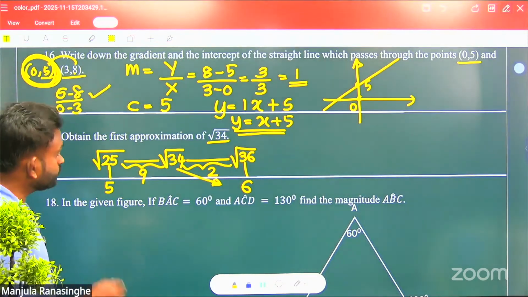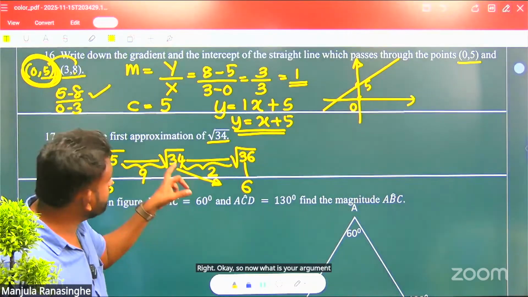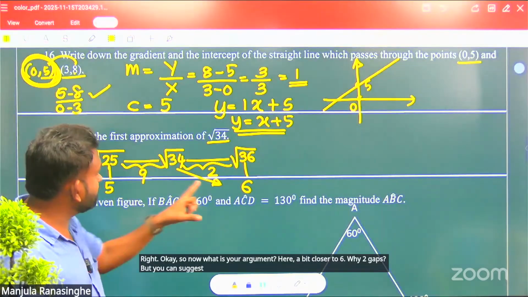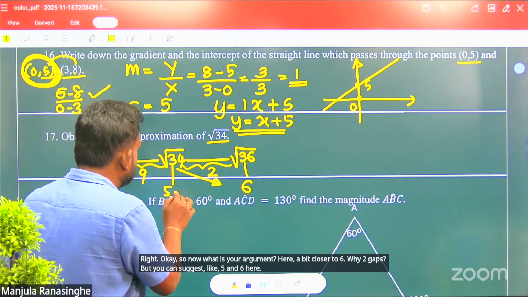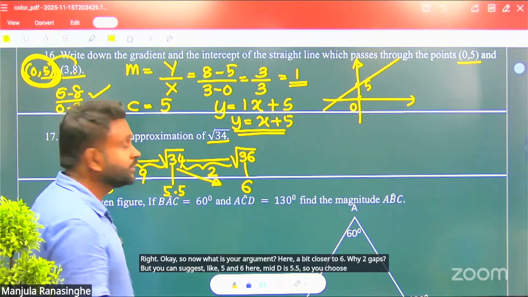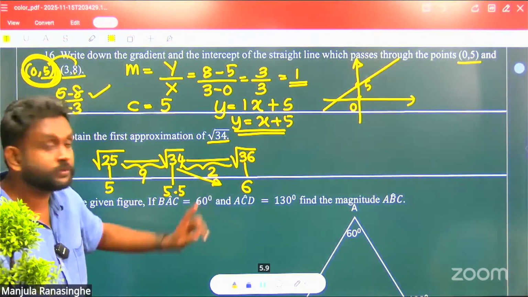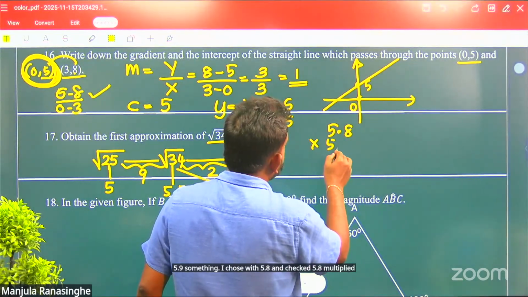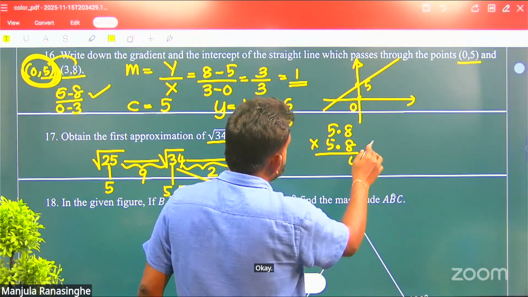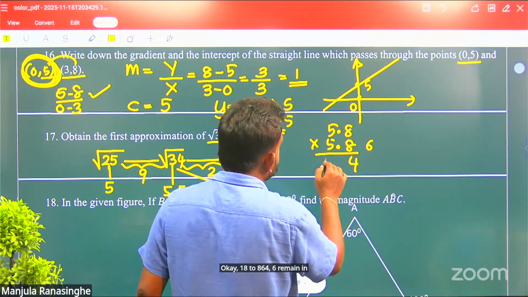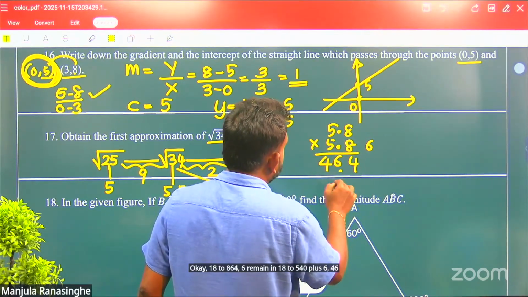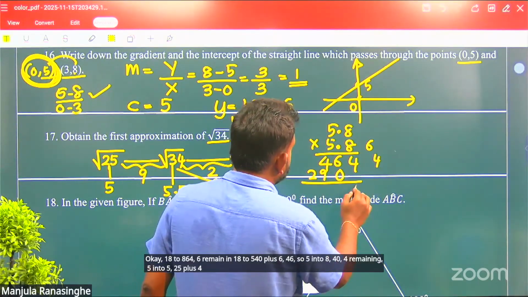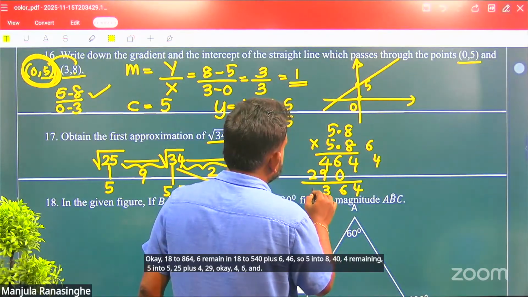Right. Okay, so now what is your argument? Here, a bit closer to 6. Why? 2 gaps. But you can suggest like 5 and 6. Here, mid is 5.5, so you choose like 5.8, 5.9 something. I choose 5.8 and check 5.8 multiplied by 5.8. 8 times 8 is 64, 6 remaining, 8 times 5 is 40 plus 6, 46. 5 times 8 is 40, 4 remaining, 5 times 5 is 25 plus 4, 29.